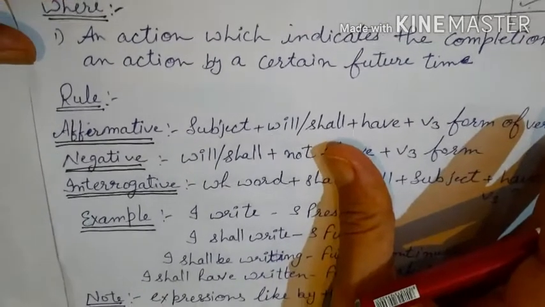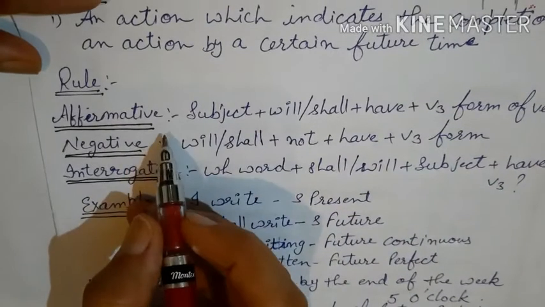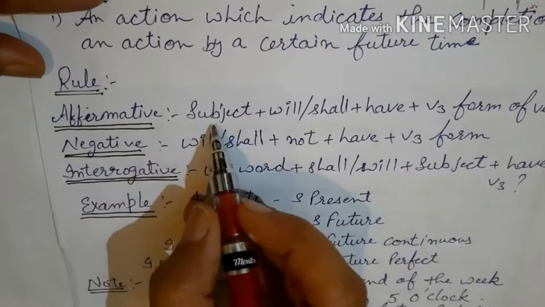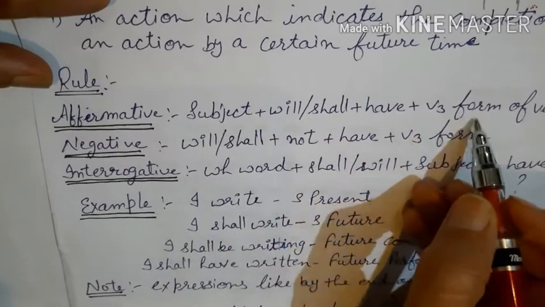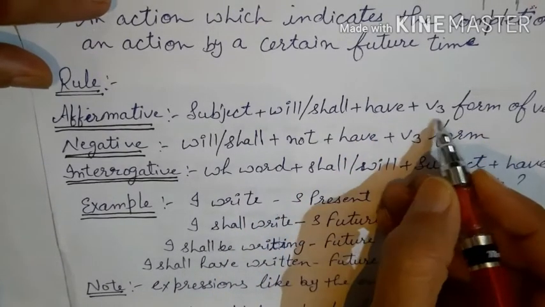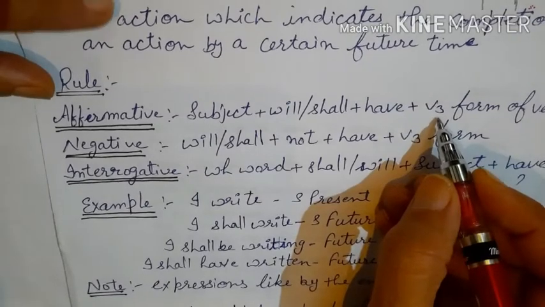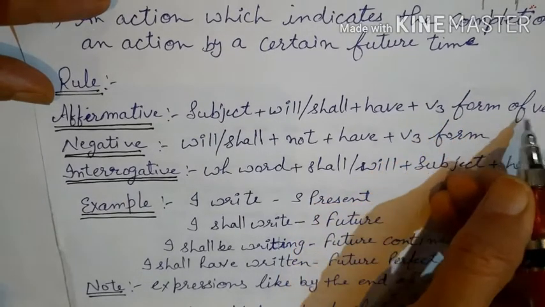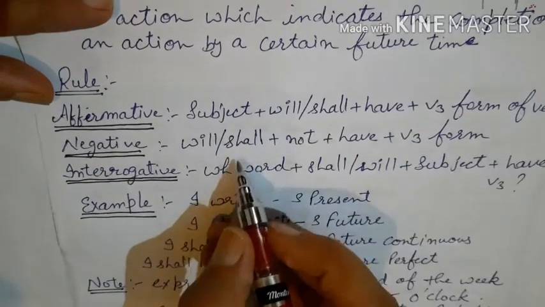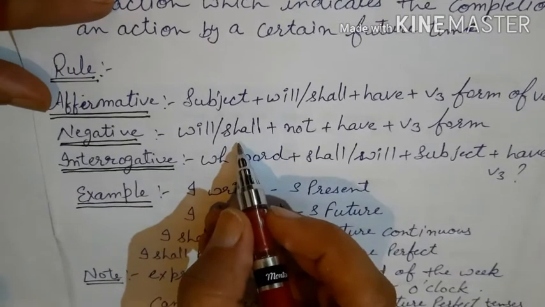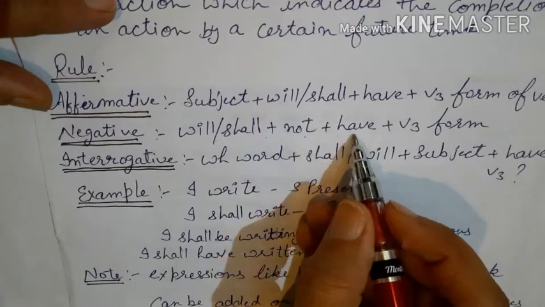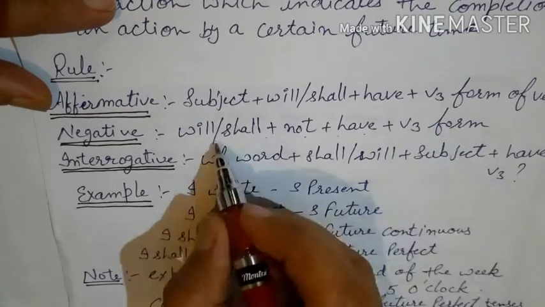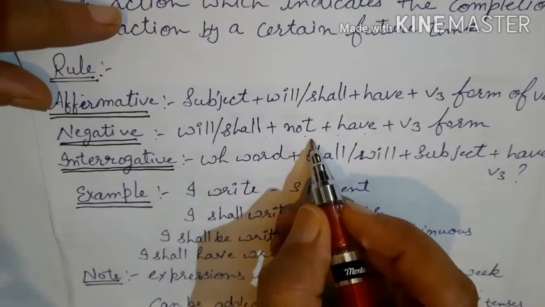Let's see its rule. For the simple affirmative sentences: subject plus will/shall plus have plus V3 form of the verb. V3 means your third form or your past participle form of the verb. If we have to change that into negative, we will just add not plus have plus V3 form. After your will/shall, we'll add not.